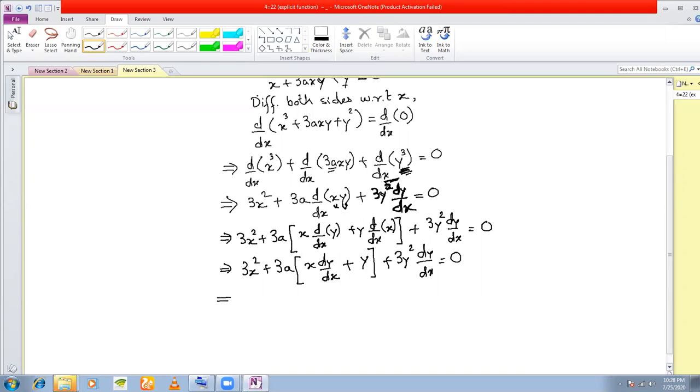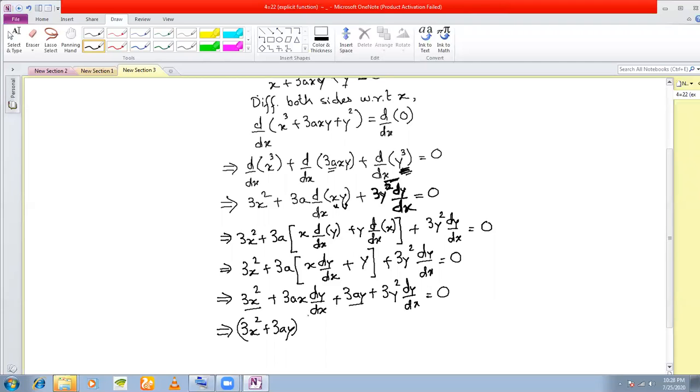Now we simply need to find the value of dy/dx. So what you need to do is multiply everything: 3x square plus 3ax dy/dx plus 3ay plus 3y square dy/dx is equal to 0. Now you take the dy/dx terms together and all the others together. So I take 3x square plus 3ay together.